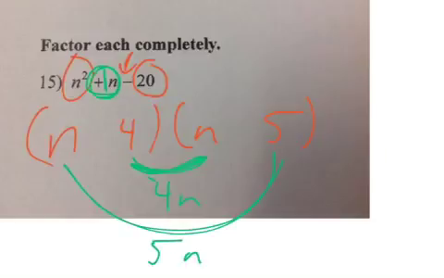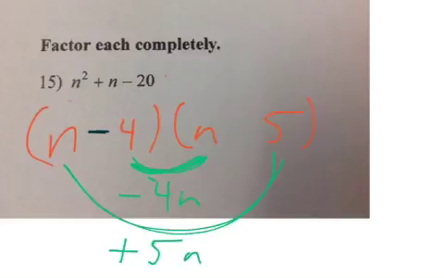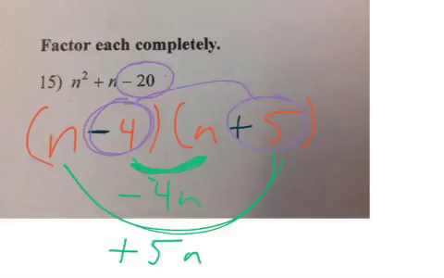Can I get a plus 1n with a 5 and a 4? And the answer is, if I do plus 5 minus 4, is that not the 1n? Well, of course it is. So, therefore, all I need to finish this up is a minus 4 and a plus 5. And also notice negative 4 times positive 5 is negative 20 as well.